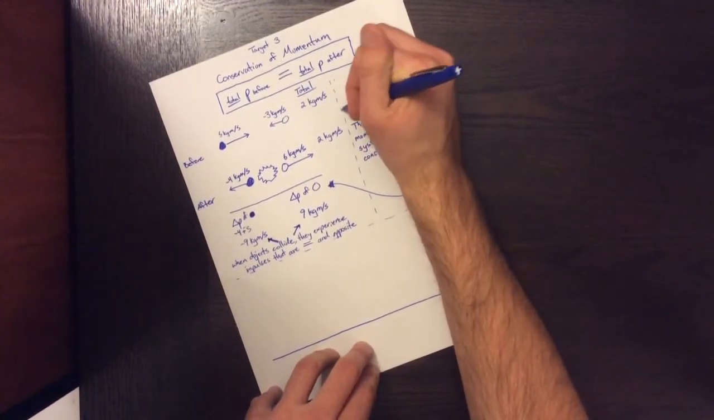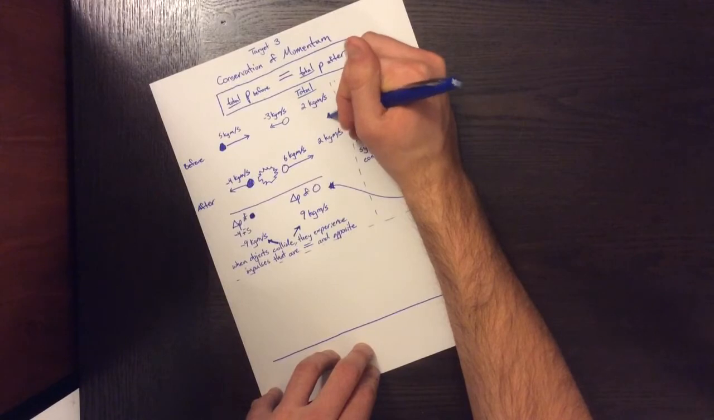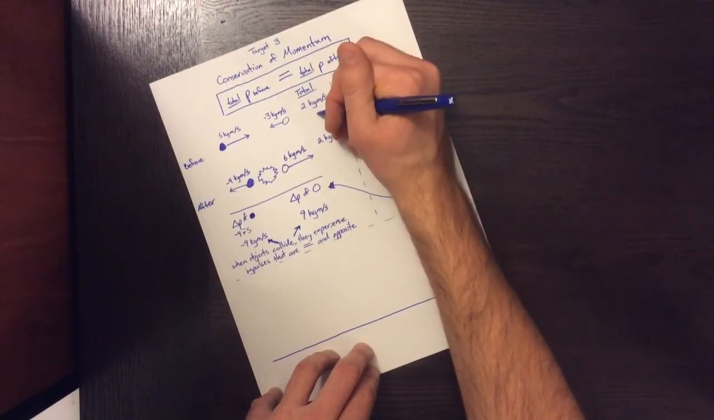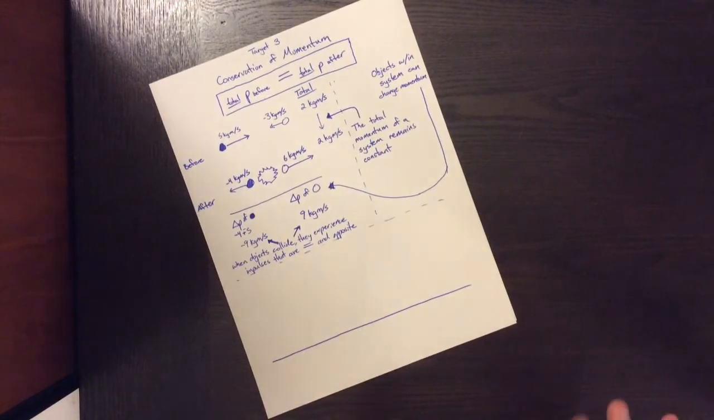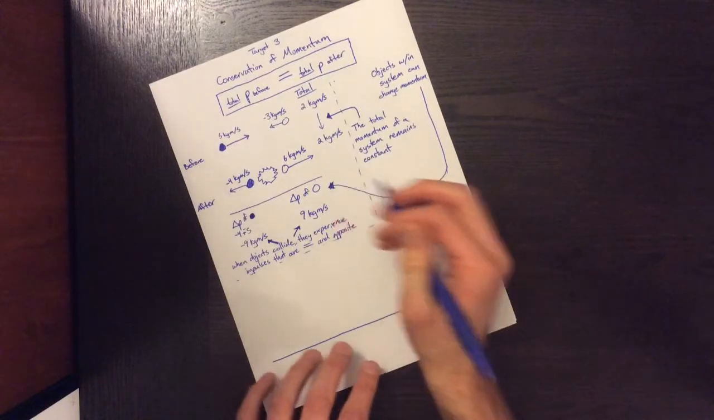I'm going to draw an arrow showing this right here, right? So when we went from our system before and after, no change in momentum. That's basically the law of conservation of momentum, and we're going to be looking at that law through multiple scenarios.